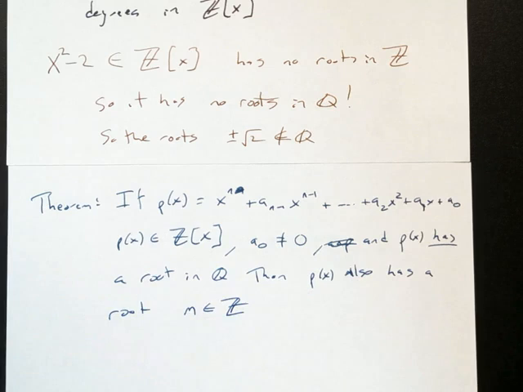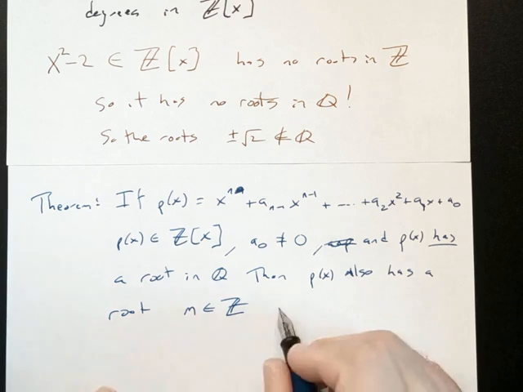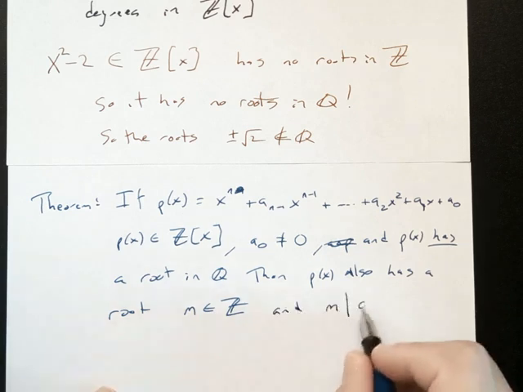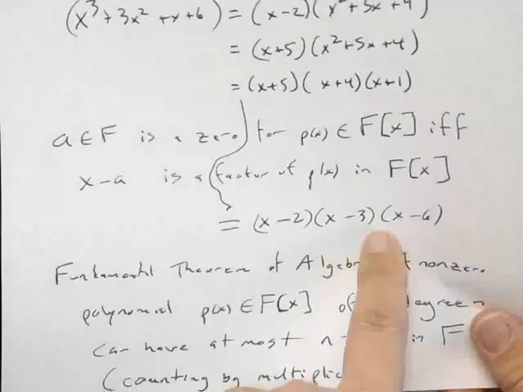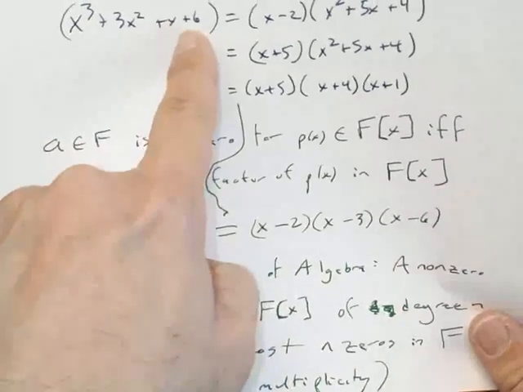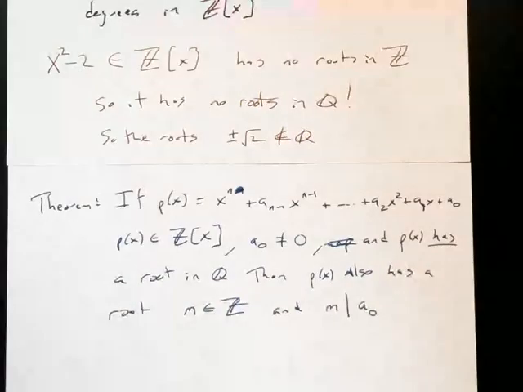But wait, there's more. And that integer root divides your last number. Why did I say it was nicer to write it as 2, 3, and 6? Because 2 divides 6, 3 divides 6, and 6 divides 6. I didn't pick them for no reason.